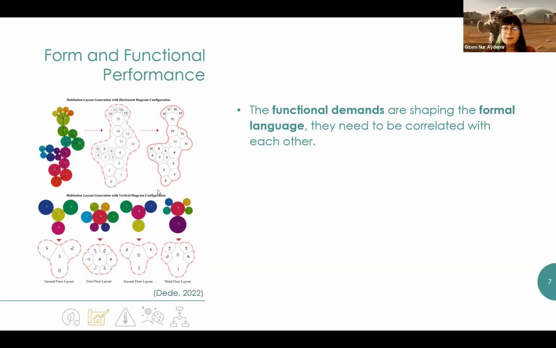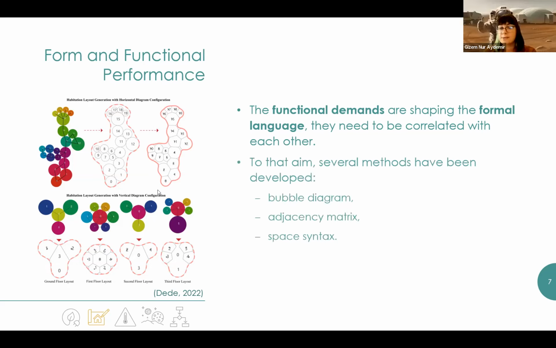While these are shaping the formal language, they need to be correlated with each other regarding the operation of the function and its relationship with the user and also the privacy. Accordingly, several methods have been developed, like bubble diagram, adjacency matrix, or space syntax theory. The bubble method is frequently used in many architectural projects and helps to see the dimensions of the spaces needed for various activities, their adjacency and relationships between each other.